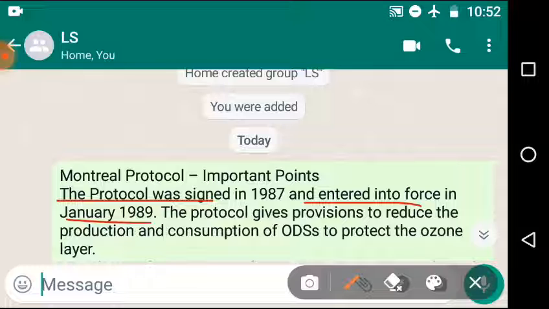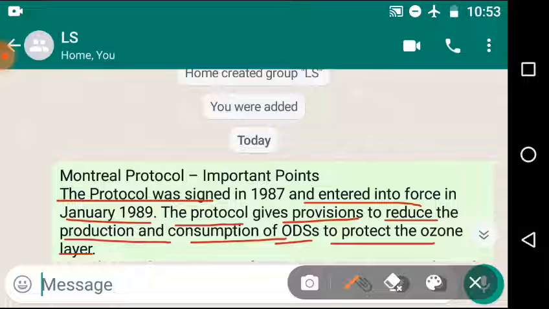And the protocol gives provisions. Provisions, in the dictionary, normally means supply of something to somebody, or making something available. So this protocol gives provisions to reduce the production and consumption of ozone depleting substances, also called ODS, to protect the ozone layer.